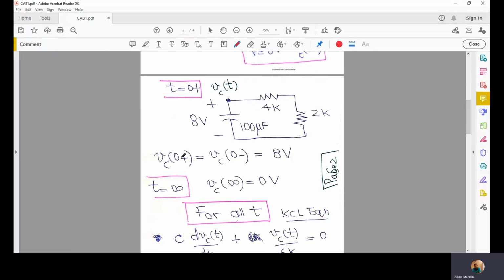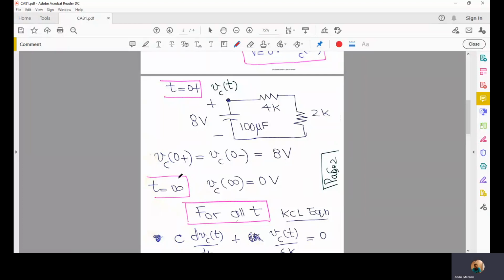So what happens to the voltage across the capacitor? We have already studied that the voltage across a capacitor cannot change all of a sudden. So it remains 8 volts even at time t equal to 0 plus. This is the same as it was at 0 minus. And we have also studied that the current through an inductor cannot change all of a sudden.